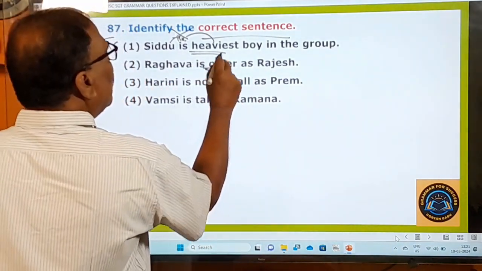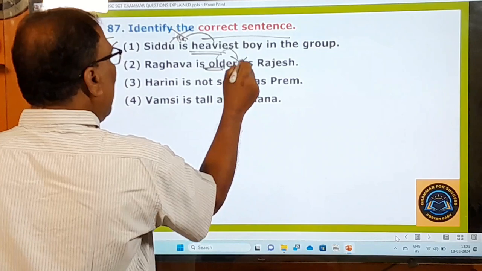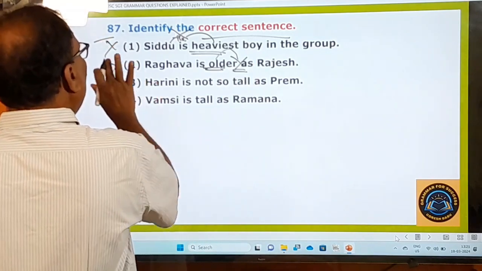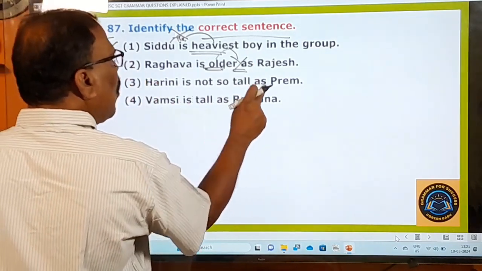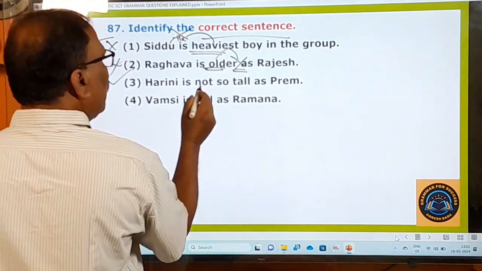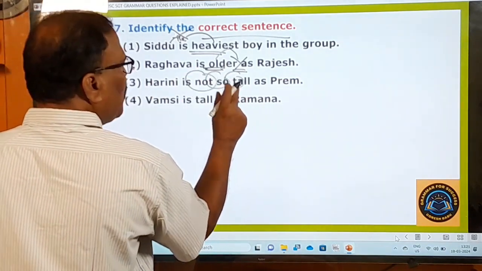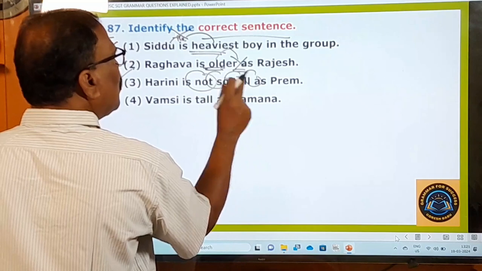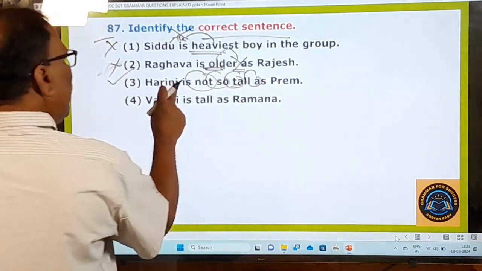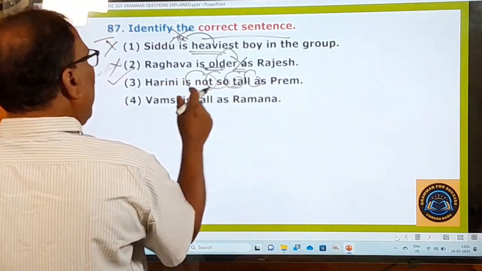Raghava is older as. After older, than must be used, but not as, and therefore this is also wrong. Okay. Harni is not so tall as Prem. This is absolutely correct. Not so is there. Tall, positive degree adjective, and as. Not so tall as Prem. Okay, Harni is not so tall as Prem, and that's why this is right.